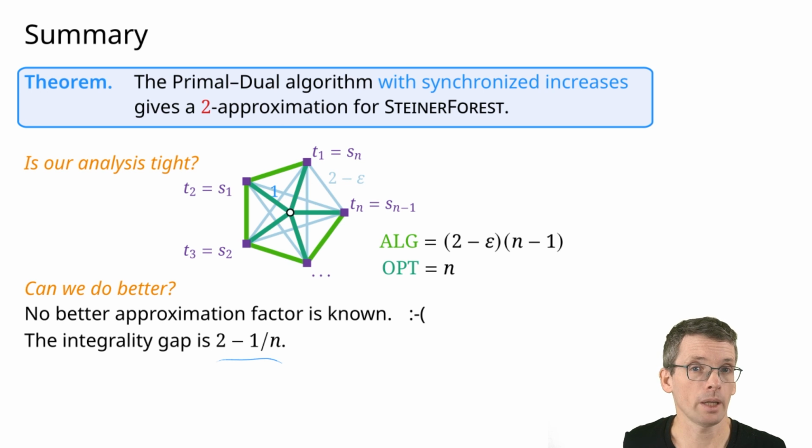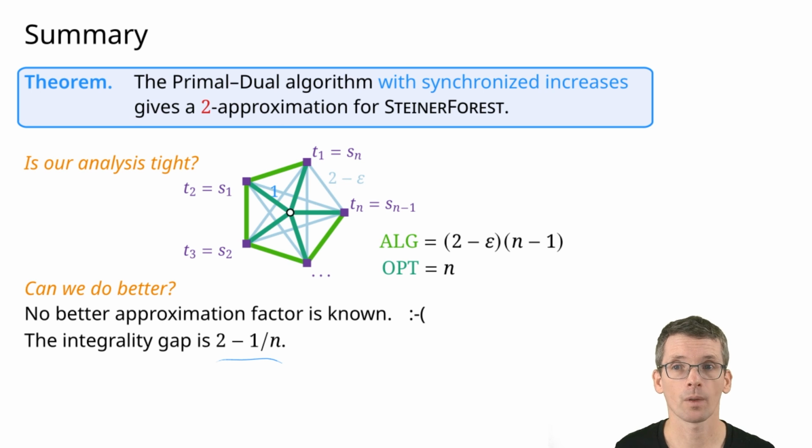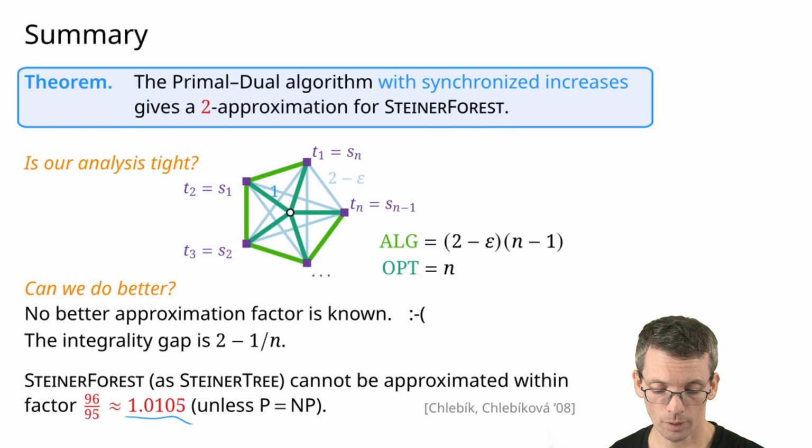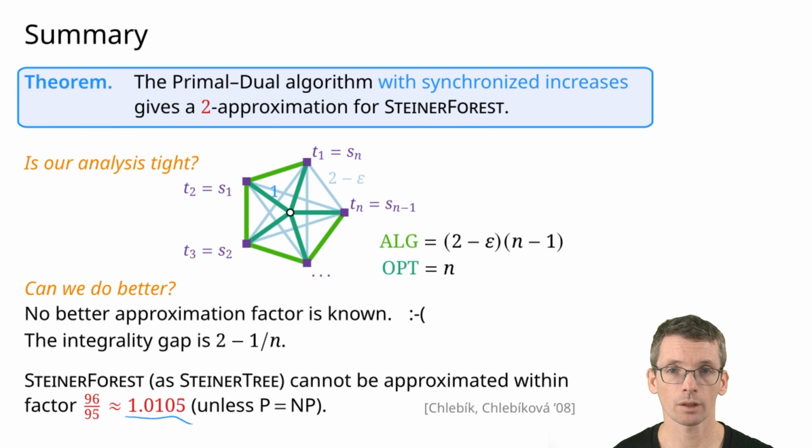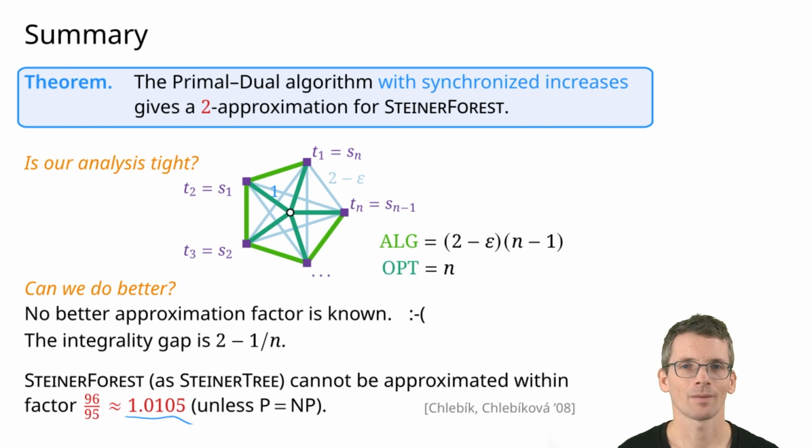But there could, of course, be a different approximation. What is known is that the problem cannot be approximated within a factor of 1.0105, but that's, of course, still very far away from 2. And that's all I wanted to say about the Primal-Dual method applied to the Minimum Steiner Forest problem.